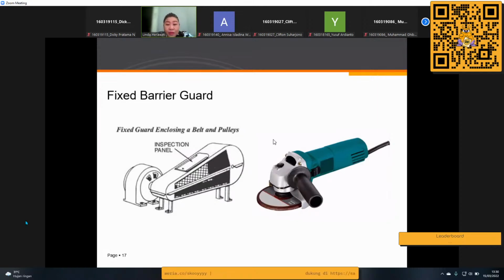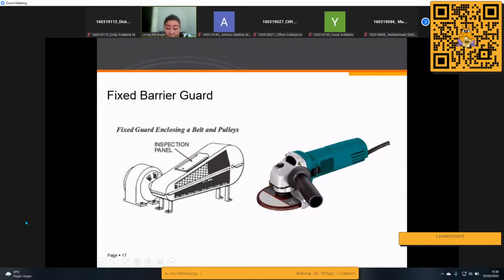This also happens when the condition of the machine or the condition of the blade is really harmful. So the manufacturer will give you a fixed guard to make sure that you cannot open it. So it will be safer when you are using the machine.